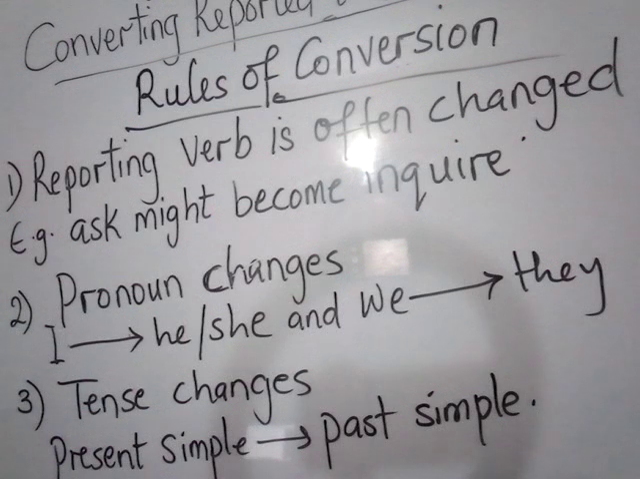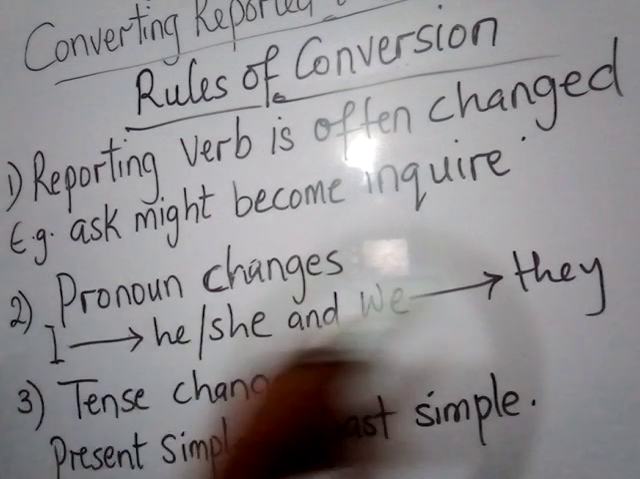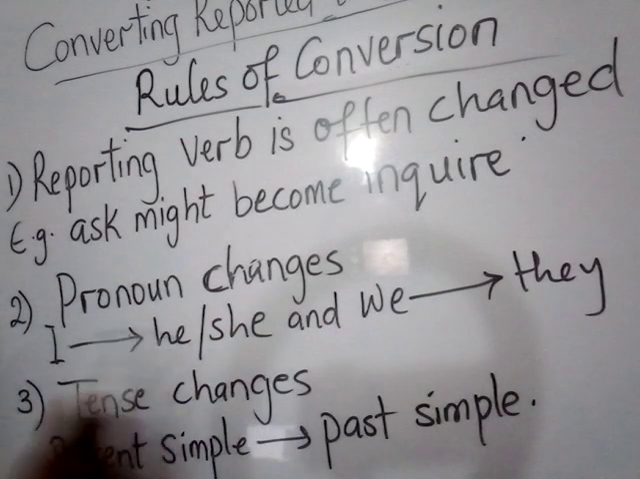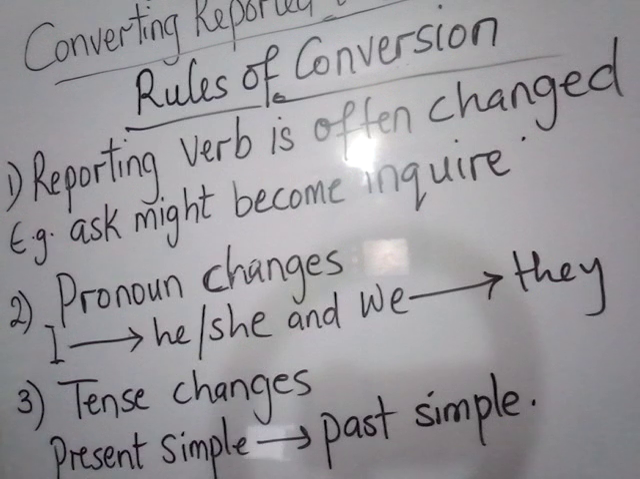Secondly, the pronoun changes. For instance, I could become he or she, and we could become they. It just depends. They in reported speech could become we. He or she in reported speech could become I in direct speech. So that's how it goes. It could be he or she changes to I, or they change to we, when you are converting.